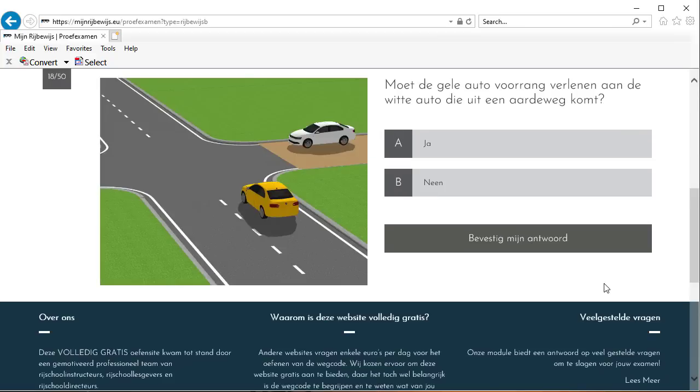Should the yellow car give priority to the white car that is coming from this mud road? Option A is yes, option B is no. The answer is no. Any vehicle coming from a mud road or parking does not get priority. So the yellow car doesn't have to give priority to the white car.